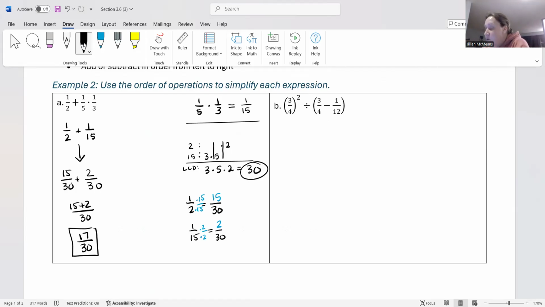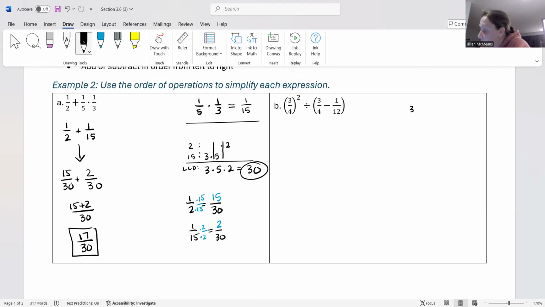Okay, now for part B, we have (3/4) squared divided by, in parentheses, 3/4 minus 1/12. So we do see two sets of parentheses here, but only one set is considered grouping symbols. The first set around the 3/4, that's not really grouping symbols. That's just making sure you understand that the exponent of 2 goes to the whole fraction 3/4. The second set of parentheses, those are grouping symbols. So we're going to deal with that first.